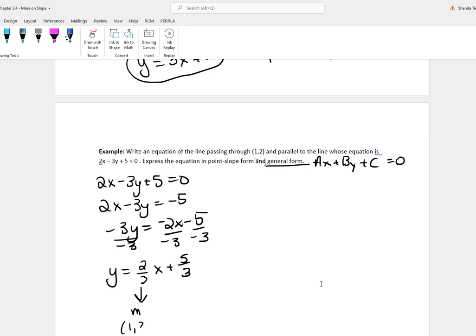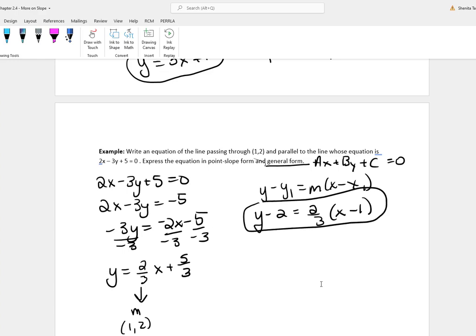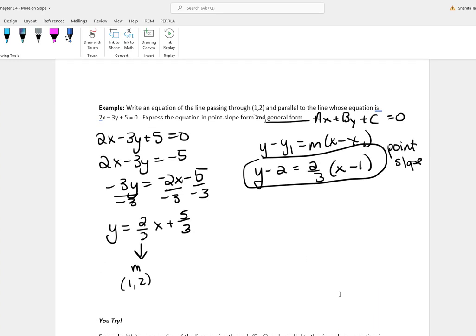So we know that our new line will also have a slope of 2/3, but it's going to pass through the point 1, 2. So this is going to be y minus 2 is equal to 2/3 x minus 1. Okay. This is my point slope. I don't have to break it down any further for point slope. But now let's go ahead and write it in general form.